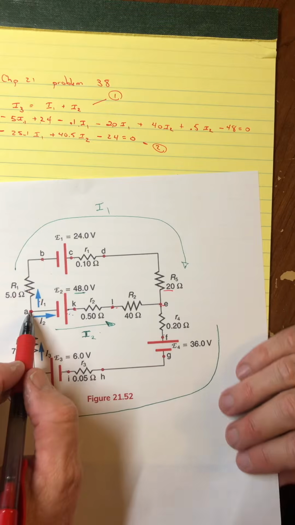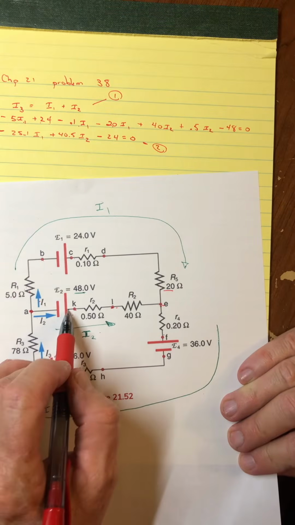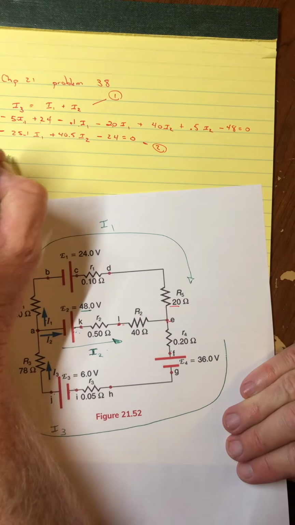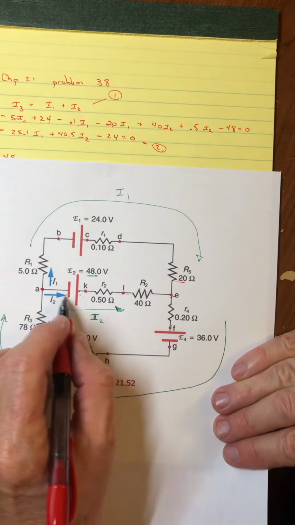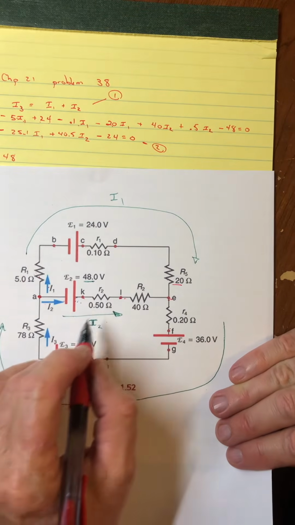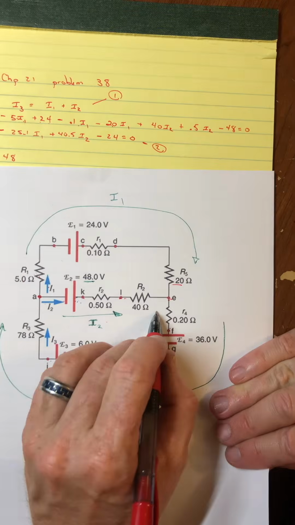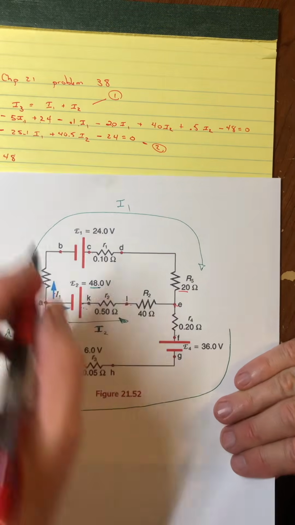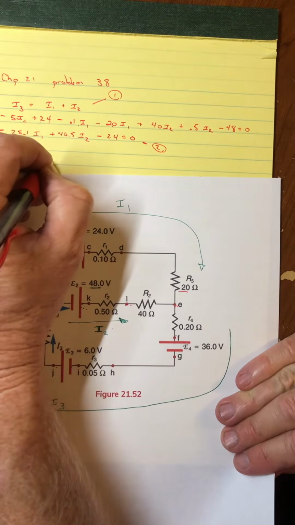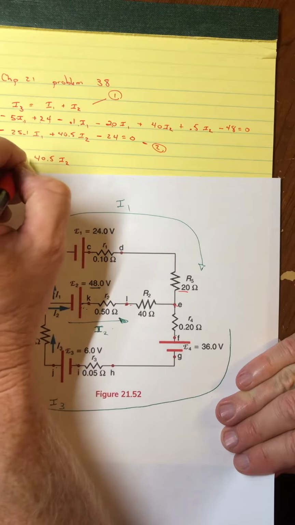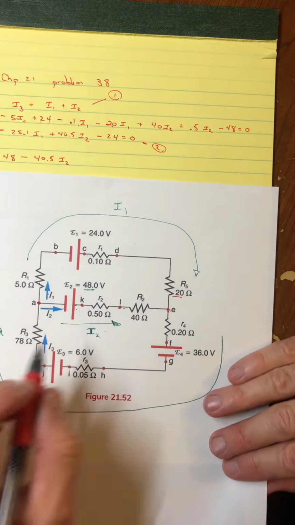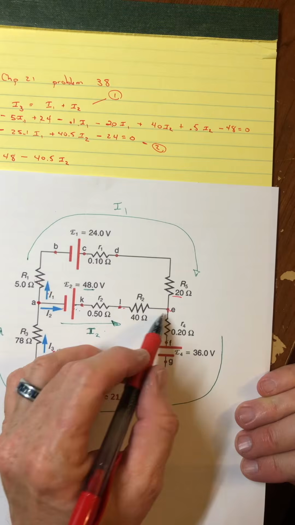All right, so as I go from A to K, I go plus 48, right? It's a battery, small to big, so it's plus, and it's 48. Then I go with the current and with the current. So I'll just put those two together, 40.5 I2, and I'm going with the current as I'm walking around. Gets me to E.